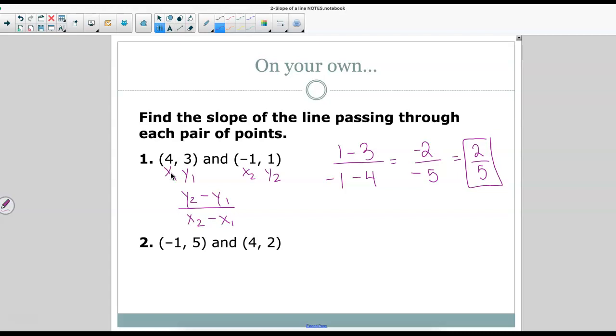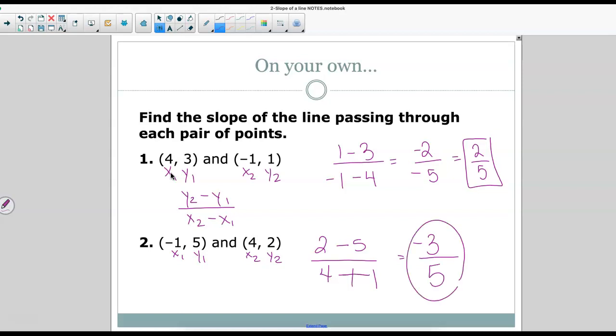Okay. Number 2. Again, x1, y1, x2, y2. So y2 is 2 minus y1, which is 5. x2 is 4 minus -1. 2 minus 5 is -3 over 4 minus -1, that's plus. So -3/5 would be your answer. Done.